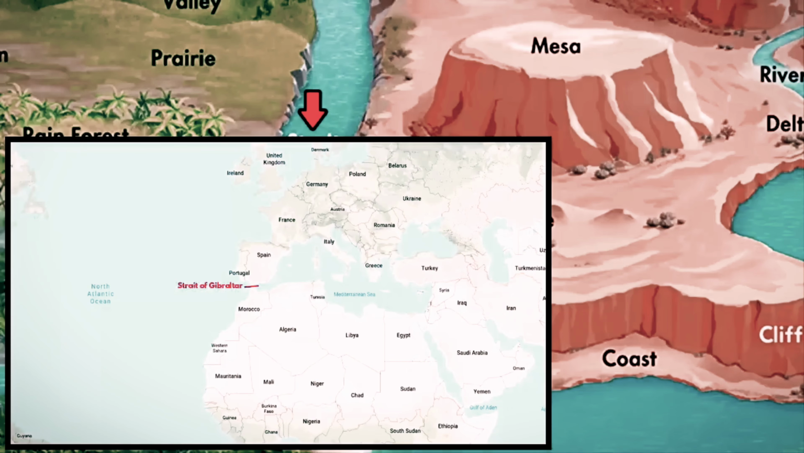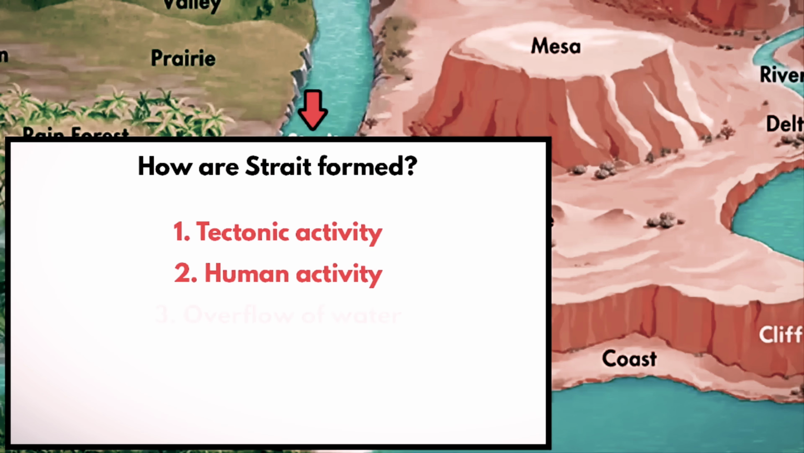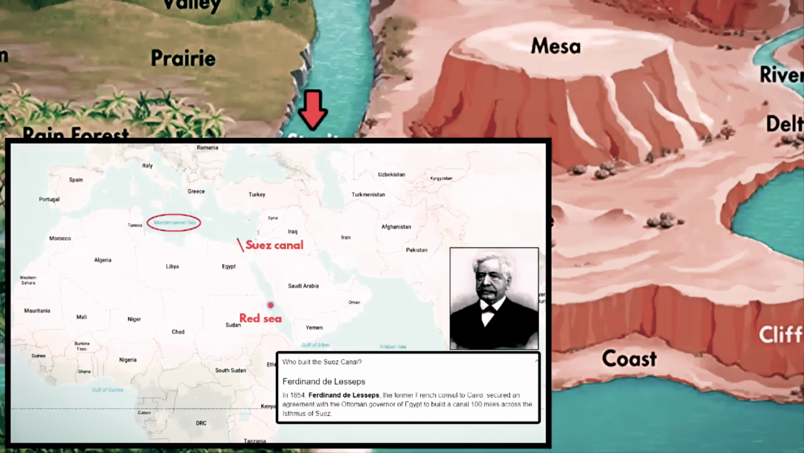If you look at the Strait of Gibraltar, it is the only link between the Mediterranean Sea and the Atlantic Ocean. It was formed by tectonic activity between the Eurasian and African plates when they drifted apart. Another way a strait can be formed is by human activity. If it is done by humans, then we also call them canals. The Suez Canal is a good example. It connects the Mediterranean Sea and the Red Sea.